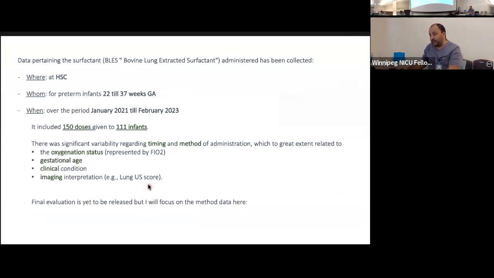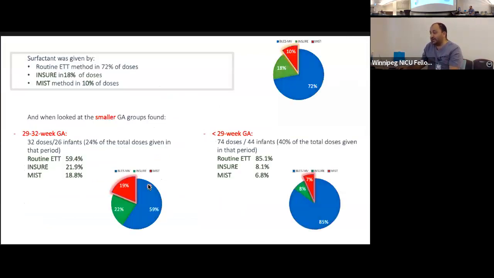The number of cases, as you remember, was 111 infants given 150 doses. And there was significant variability in the timing and the method of administration for those doses. As I emphasized in that info letter, we are still behind in providing the MIST or LISA. INSURE was still more common than the MIST in providing less invasive surfactant, and we are aiming to improve the MIST rate.